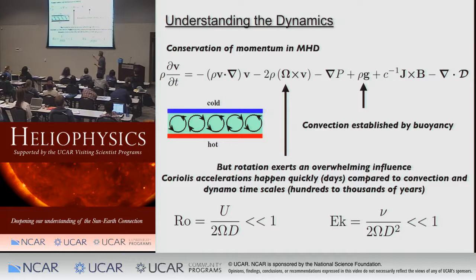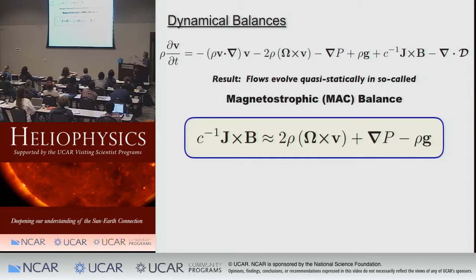And also the viscous diffusion is very small. This is usually quantified by the Ekman number, which is the ratio of the viscous diffusion over the Coriolis force. The Rossby number was the ratio of this term over the Coriolis force. And so both of these are very tiny in planetary interiors. So that suggests a balance of the other terms. So that suggests a balance between the Coriolis term, the gravitational term, the pressure gradient, and the magnetic term.